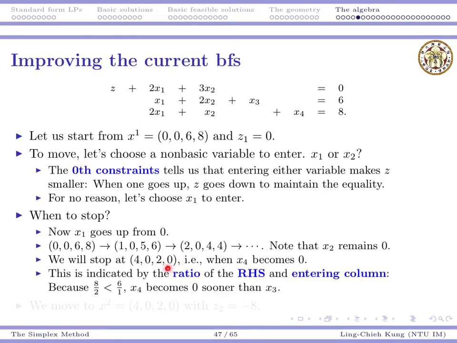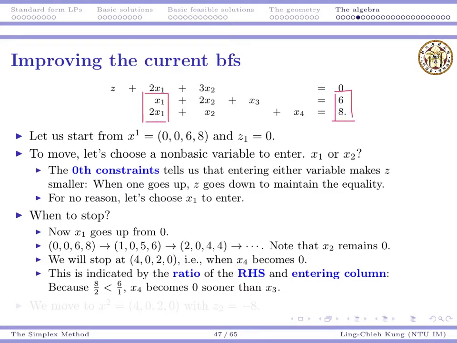Eventually, x4 will become 0 before x3 does. And we will stop at this solution, 4, 0, 2, 0. Why do we know that x4 will become 0 before x3? Because we have the information contained in these two columns.